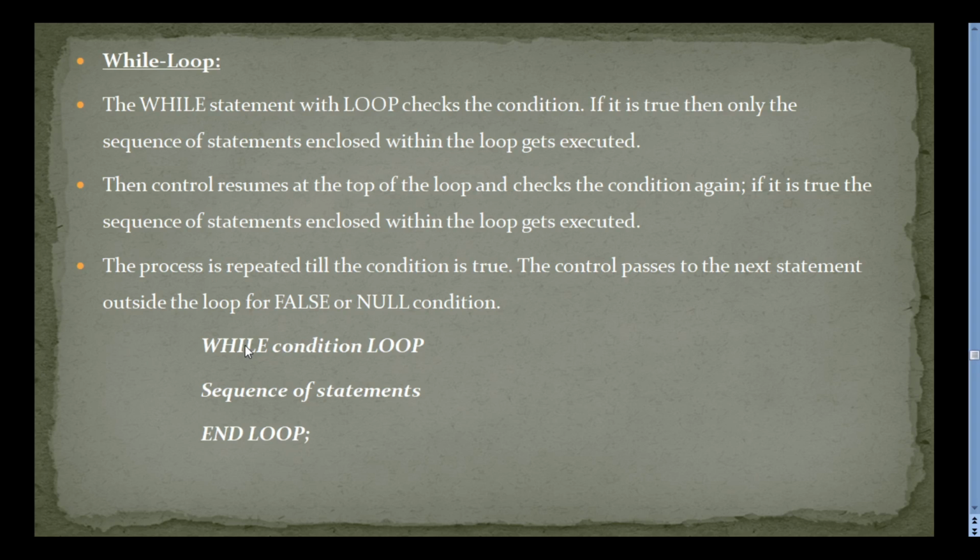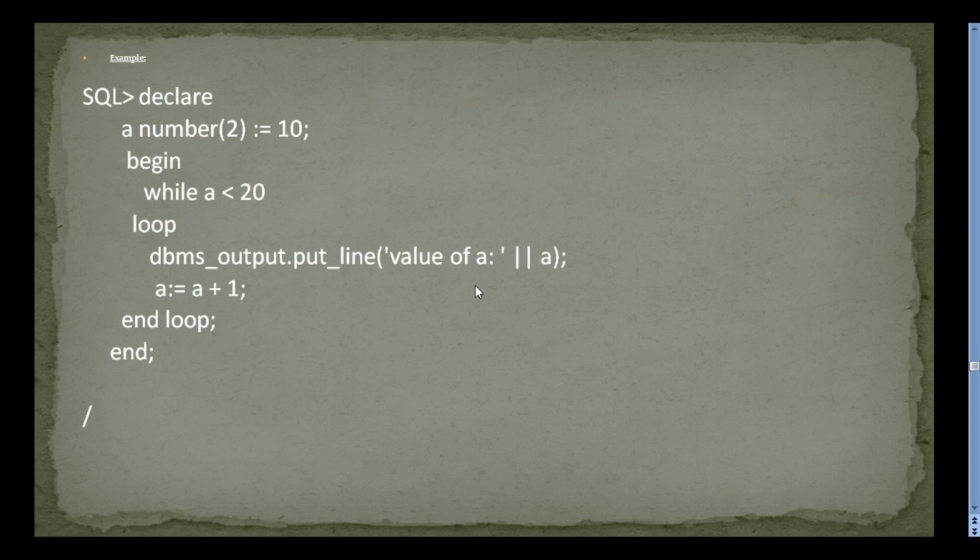Until the while condition becomes false, those statements are executed repeatedly. While condition loop, sequence of statements, and end loop: this process is repeated as long as the condition is true. If the condition is false, automatically it exits from the loop.